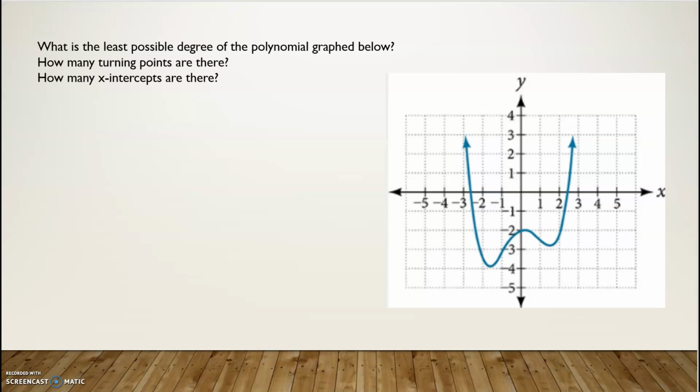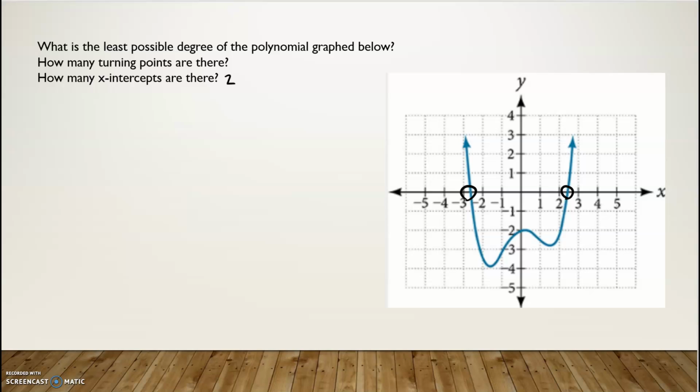What is the least possible degree of the polynomial graph below? How many turning points are there? How many x-intercepts are there? We'll go ahead and look at the x-intercepts. That's where the graph crosses the x-axis, and it looks like it crosses here and here. So that would be 2. When you have 2 x-intercepts, that means that the degree of this polynomial is at least 2 or greater.